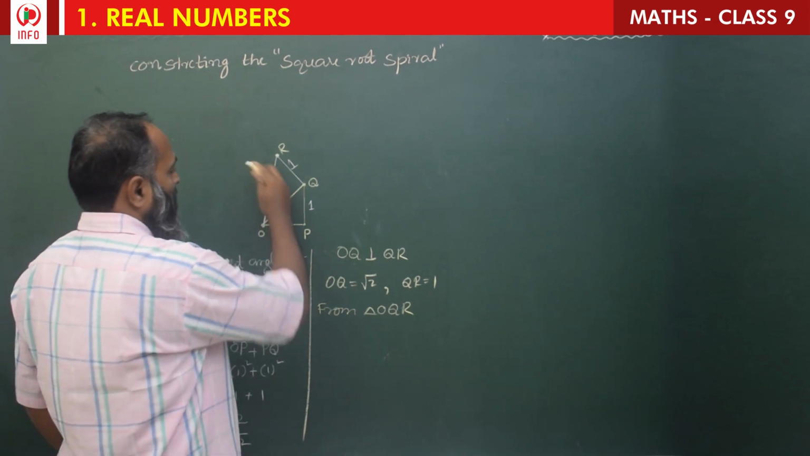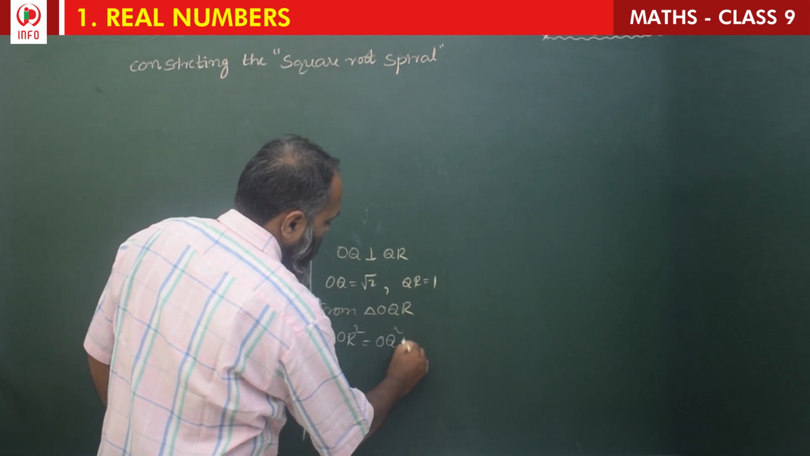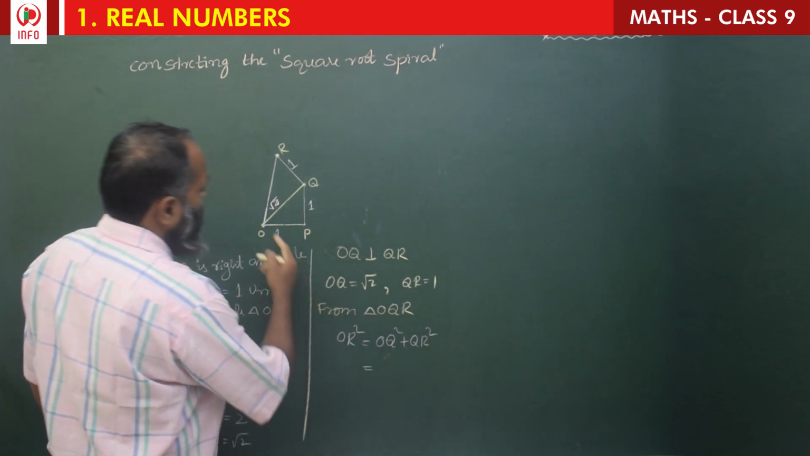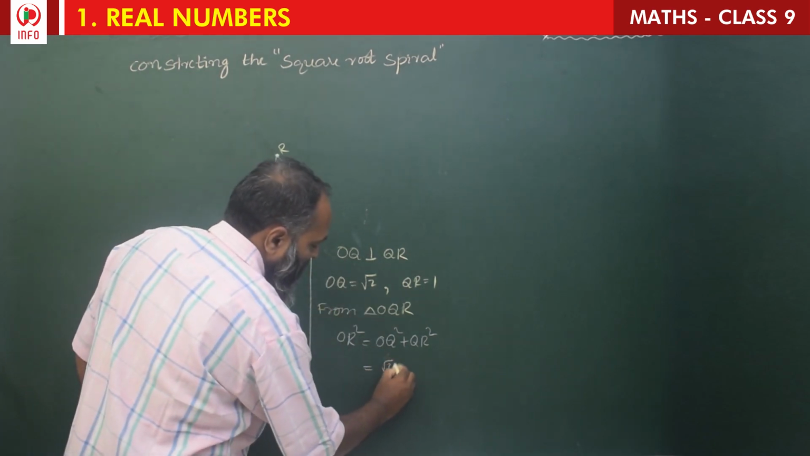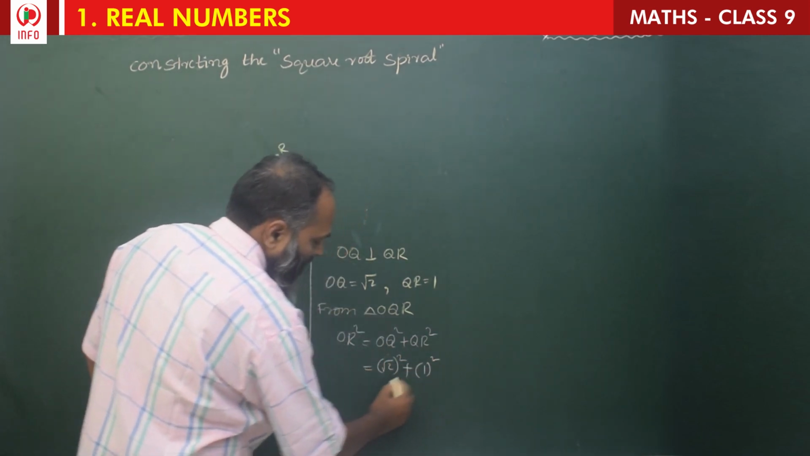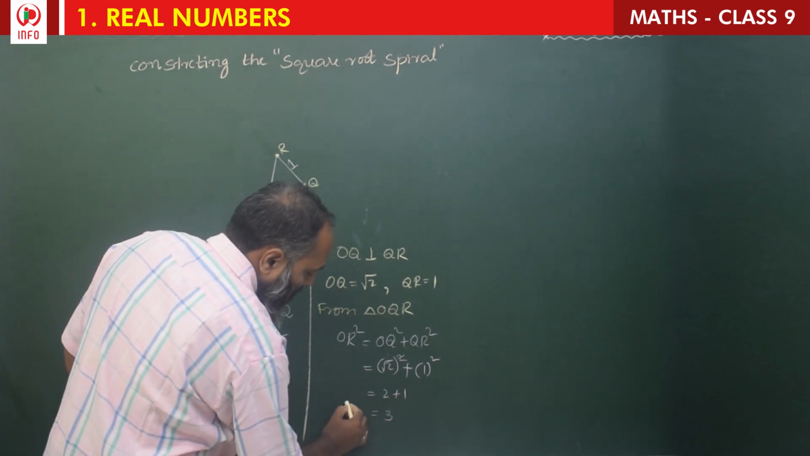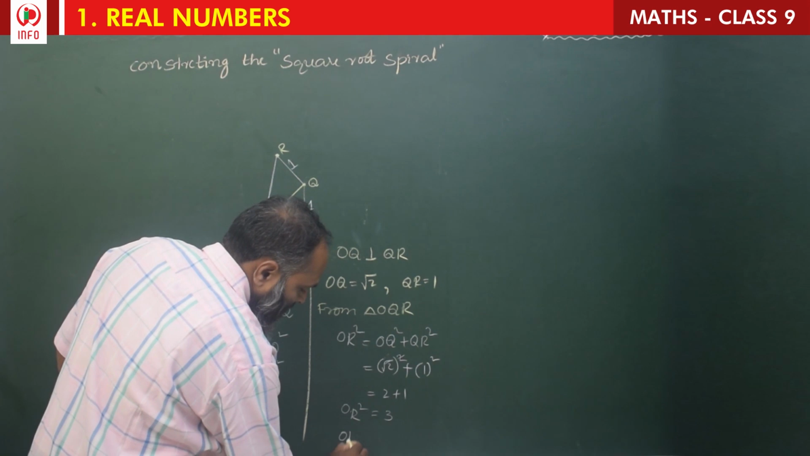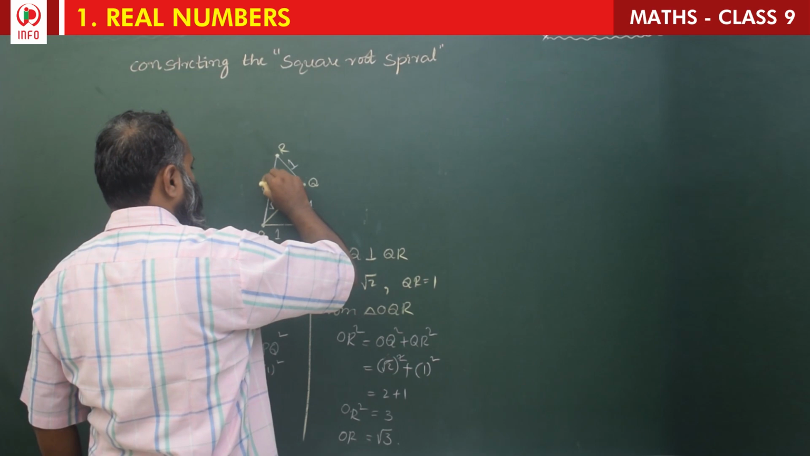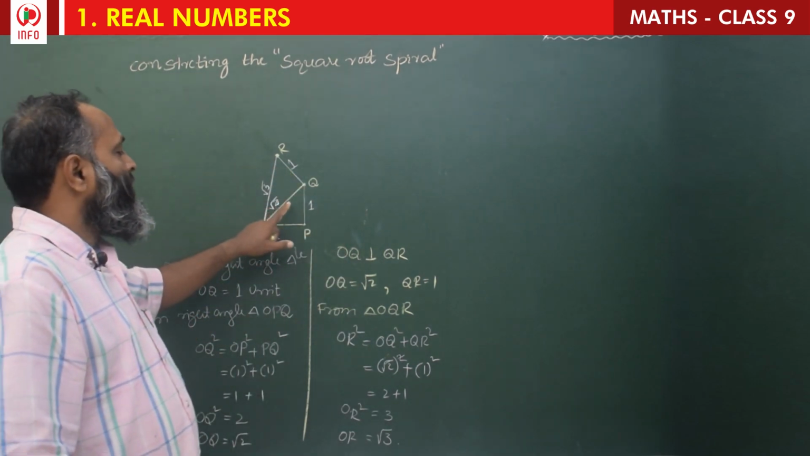So OR square is equal to OQ square plus QR square. What is OQ? OQ is root 2, root 2 square is 2, plus QR is 1, 1 square is 1. 2 plus 1 is 3, this is OR square. Then OR is equal to the square root, that is root 3. So this is root 2, this is root 3.